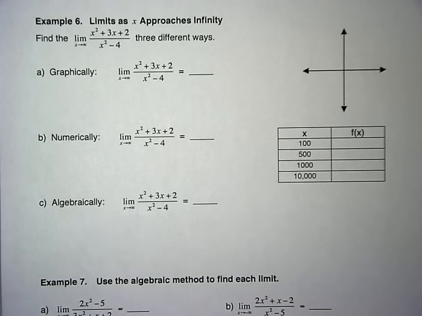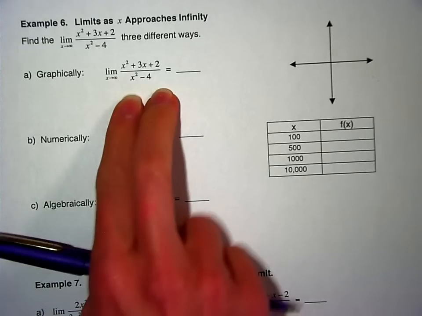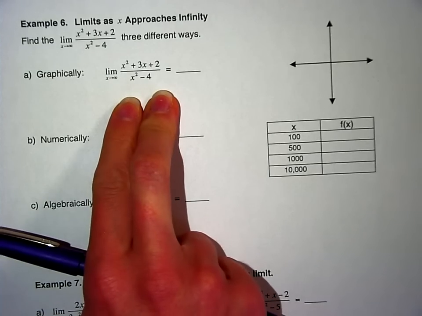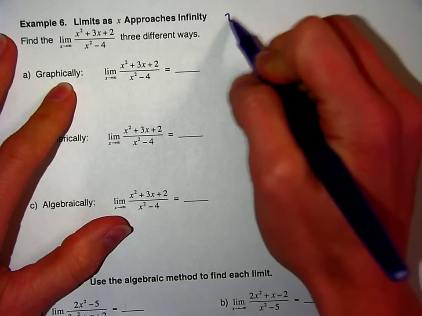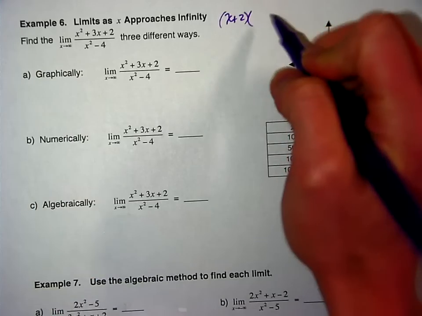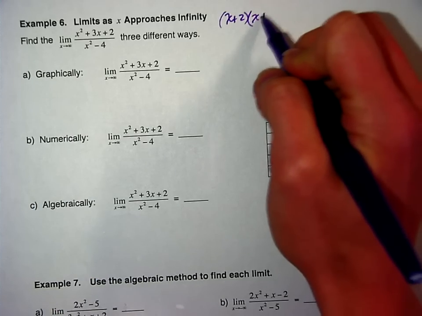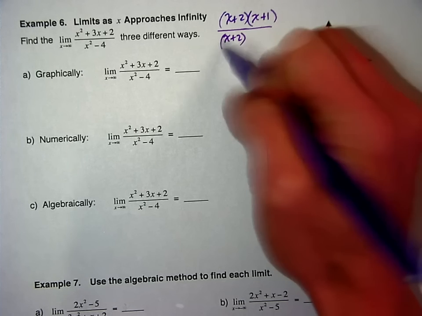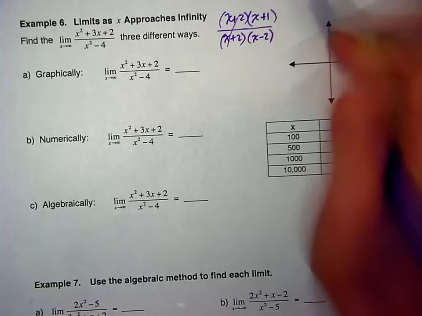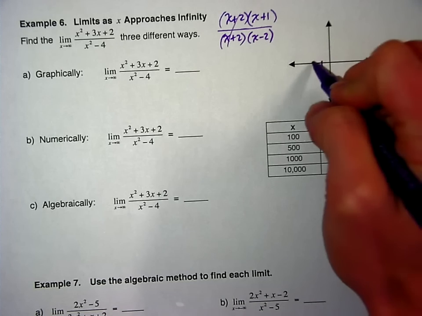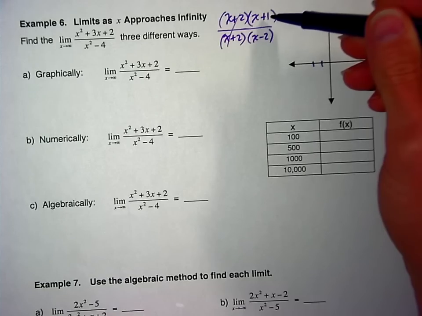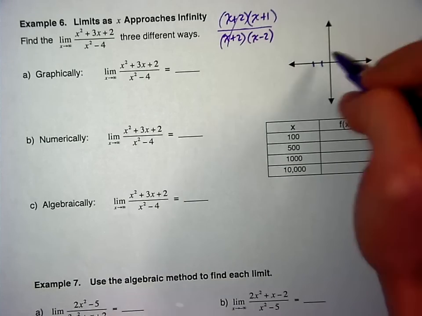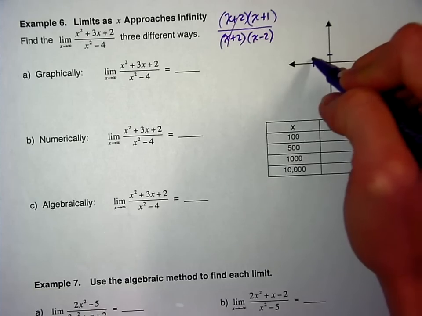All right. We have our function here, x squared plus 3x plus 2 over x squared minus 4. If we look at the graph of that, let's factor first. We get x plus 2 and x plus 1 over x plus 2, x minus 2. So we know that there is a hole at negative 2. When we plug in negative 2, we get negative 1 over negative 4, so that's a positive 1/4. Okay, so we have a hole right here.